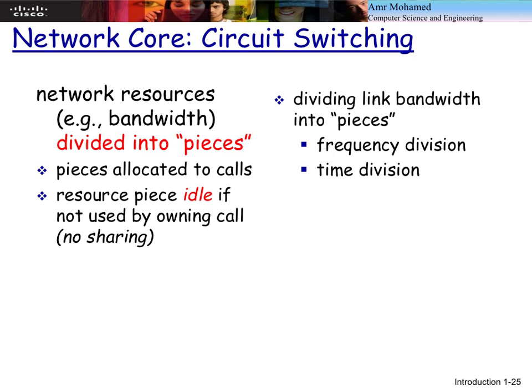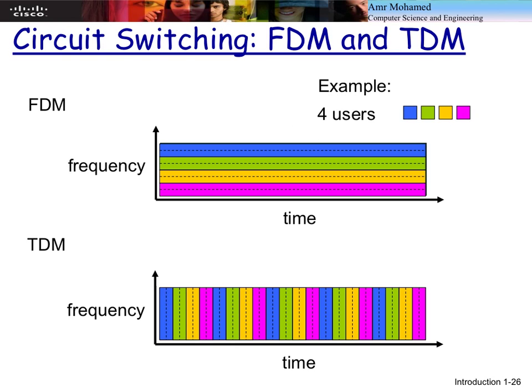So dividing the link bandwidth can be done in the frequency division or in the time division, which is what we call frequency division multiplexing or time division multiplexing. Are you familiar with these terms? So basically, this is how it looks like.